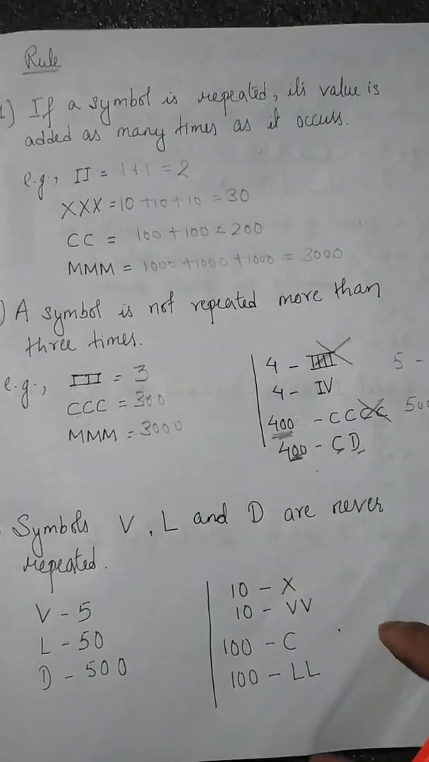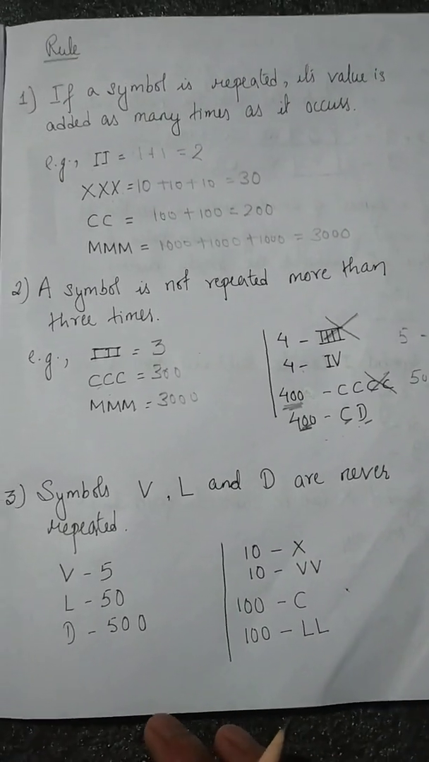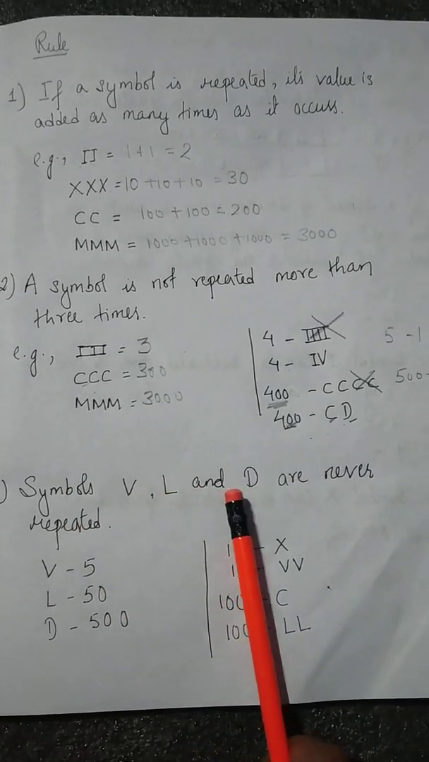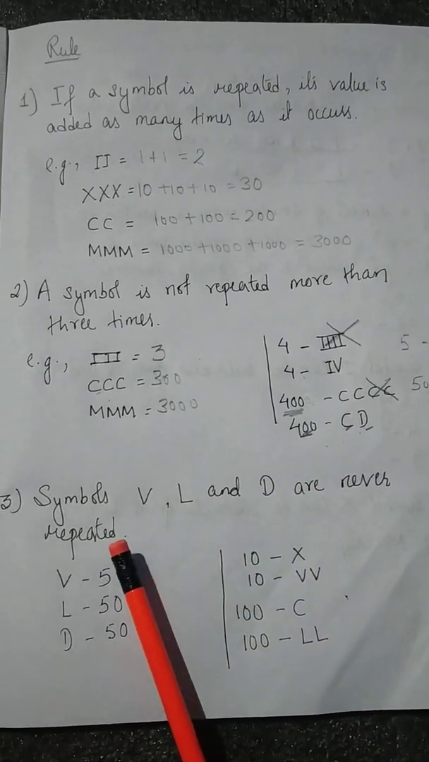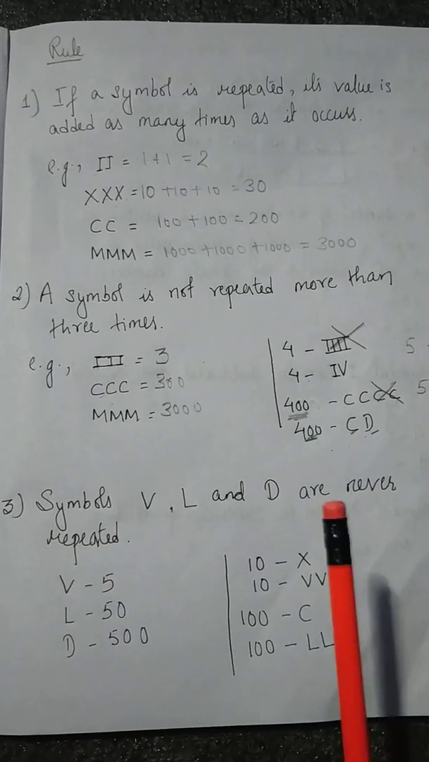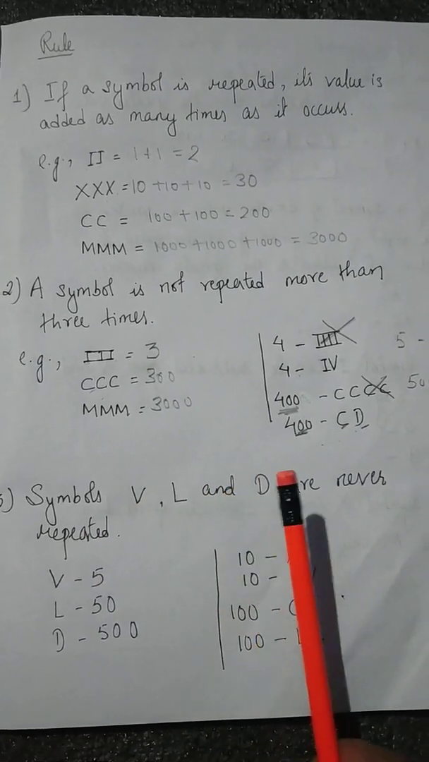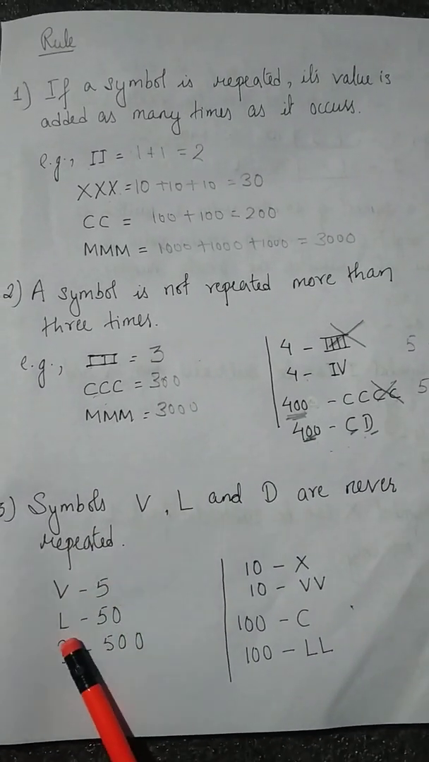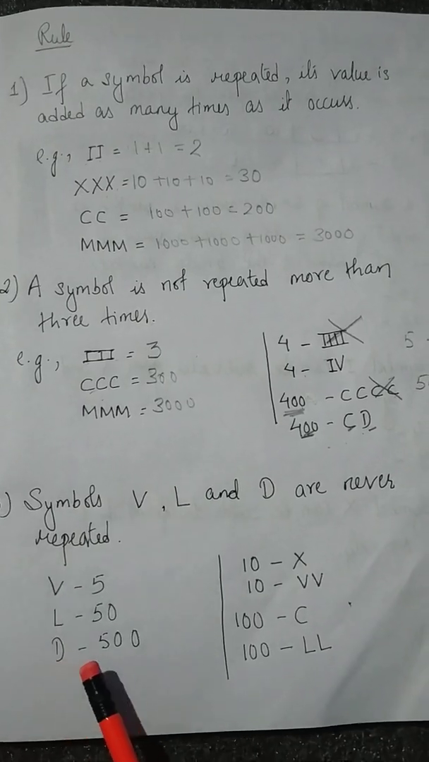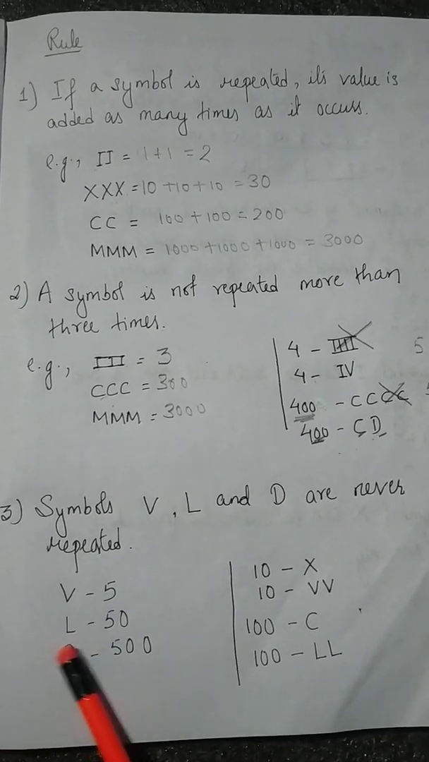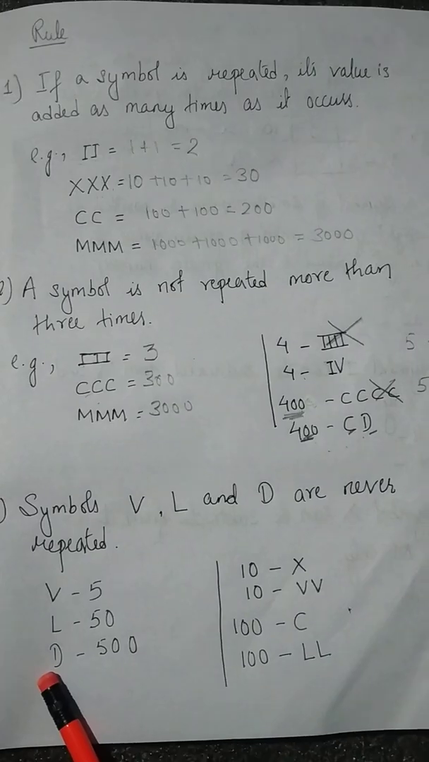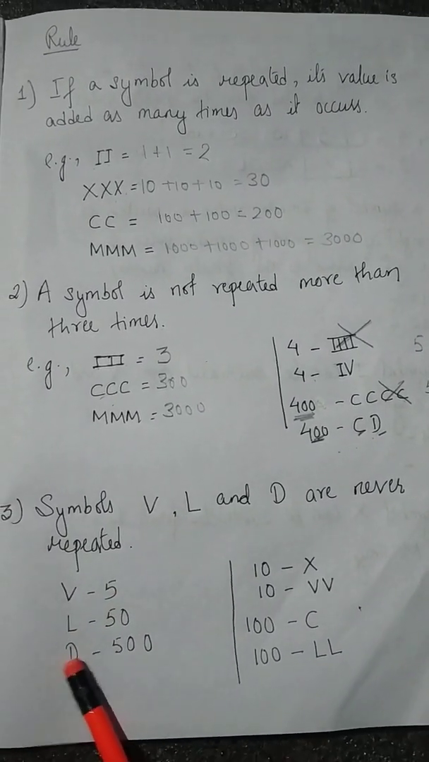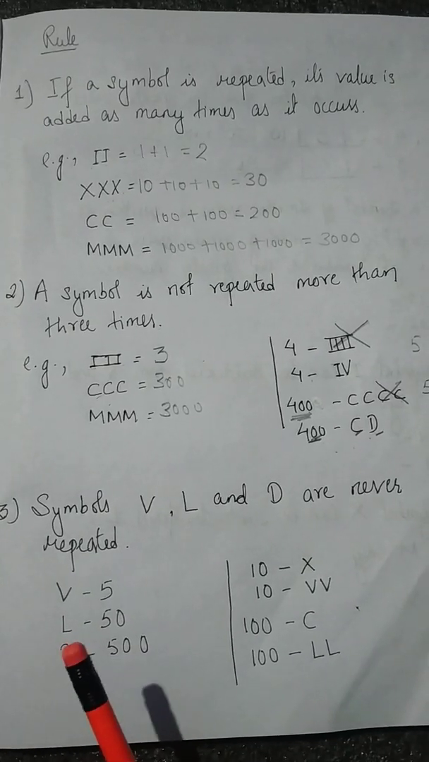Now let's learn the third rule. Now the third rule is a very easy one. Symbols V, L and D are never repeated. That means we cannot repeat V, L and D. So V is 5, L is 50 and D is 500. We cannot repeat these symbols. V can be written one time, L also and D also. This symbol can be written only once.